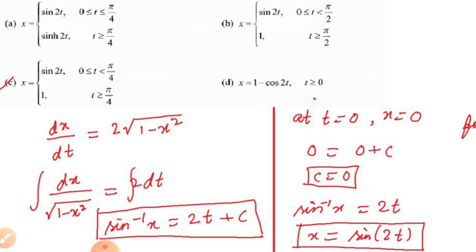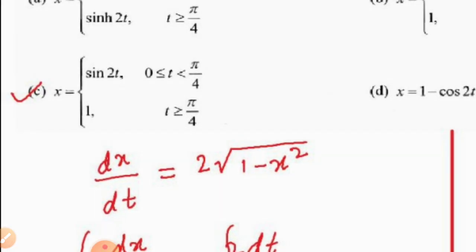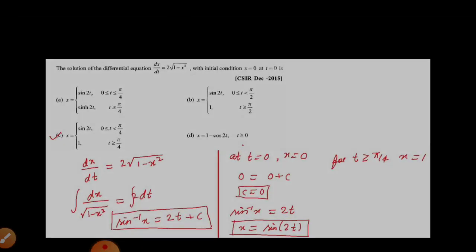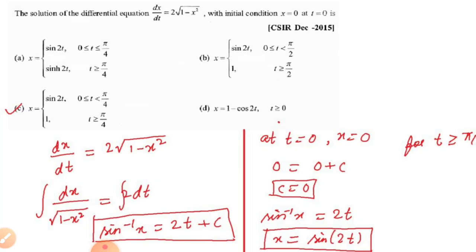So if our t goes beyond that, then our answer will be 1 all the time. So the solution can be written as: for t from 0 to pi by 4, x will be sin 2t, and for t more than pi by 4, it will be 1. So this is a CSIR 2015 question.